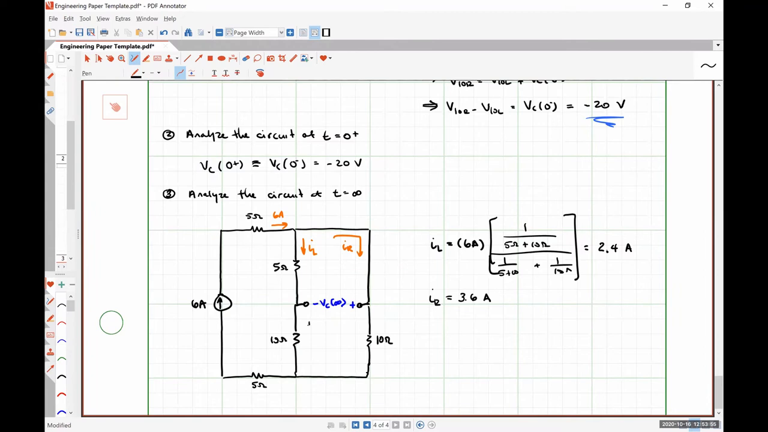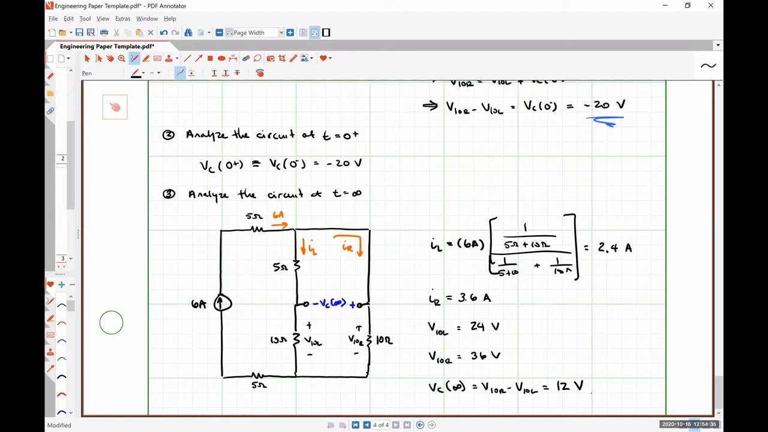And so now let's define this guy V10L and V10R. V10L is 10 times 2.4, which is 24 volts. V10R is 3.6 times 10 ohms, which is 36 volts. And so we should see that VC at infinity is still going to be V10R minus V10L, which is 12 volts.